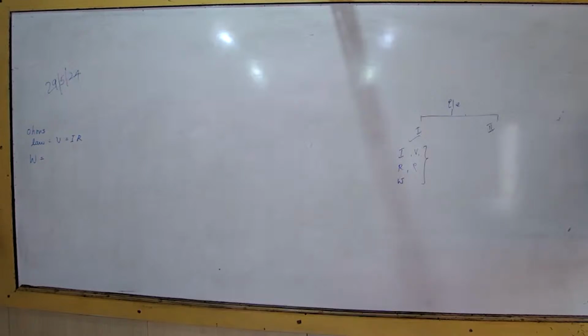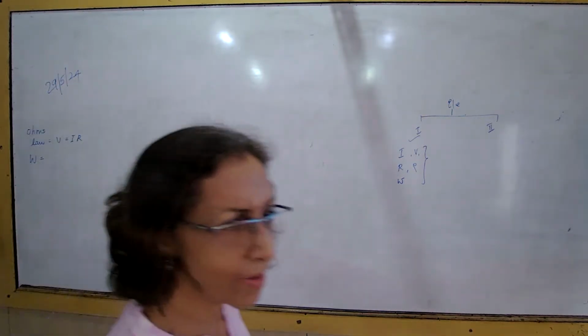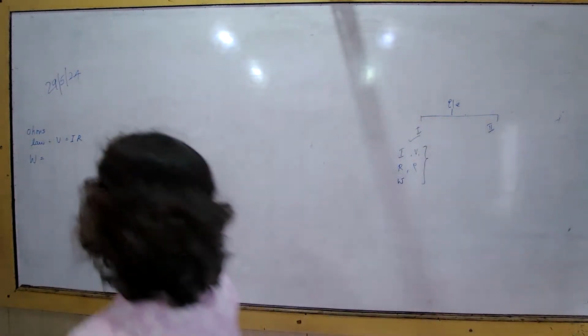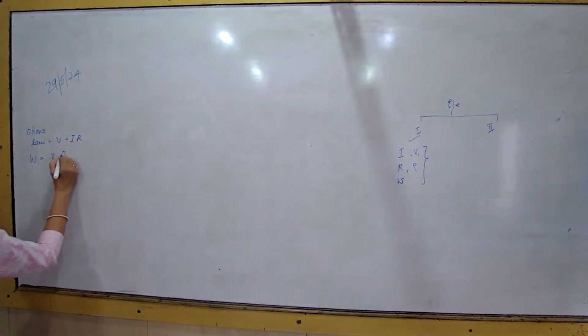You can't tell what W is equal to. Yes, W is equal to... that is different. F is equal to... F into S is equal to W into B. Into Q. Okay, so W is equal to V Q.